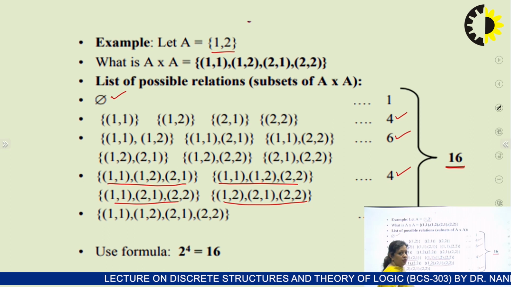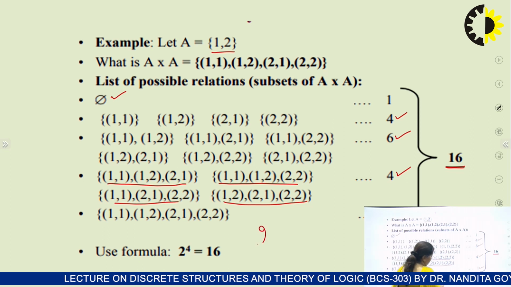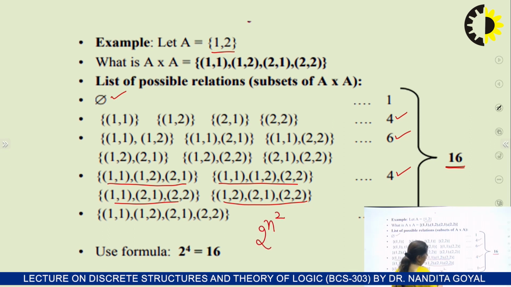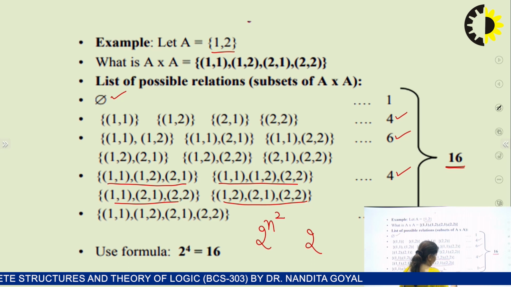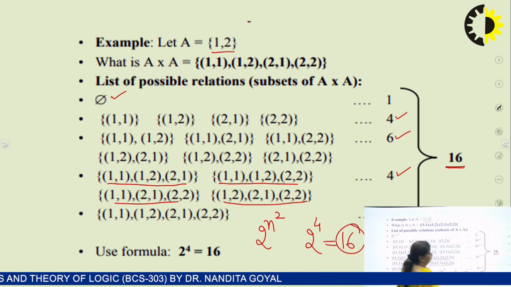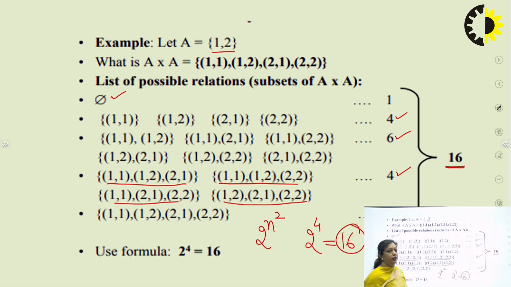Now, if I substitute this in the standard formula which we had discussed right away, that is 2 to the power n square, the value of n is 2. So, 2 to the power 4, which is nothing but 16. So, this is to show that we can calculate the number of possible relations by using this formula, or we can even check it by listing all the relations which are possible.